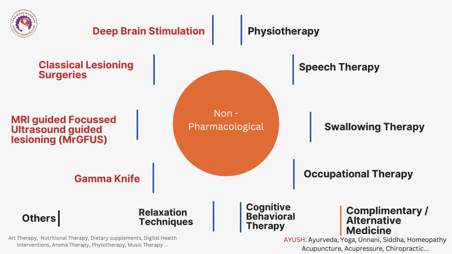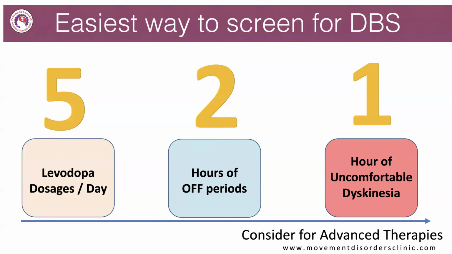In addition to this, we also have other non-pharmacological options in the form of surgical therapies, which include deep brain stimulation, classic lesioning surgeries, MR-guided focused ultrasound lesioning, and gamma knife. I'm just going to highlight these things because of late we are seeing a lot of news in relation to these. So what are these? When medications are not working, when you list the limitations of medications, and you need to look beyond, that is when we need to decide on advanced therapies.